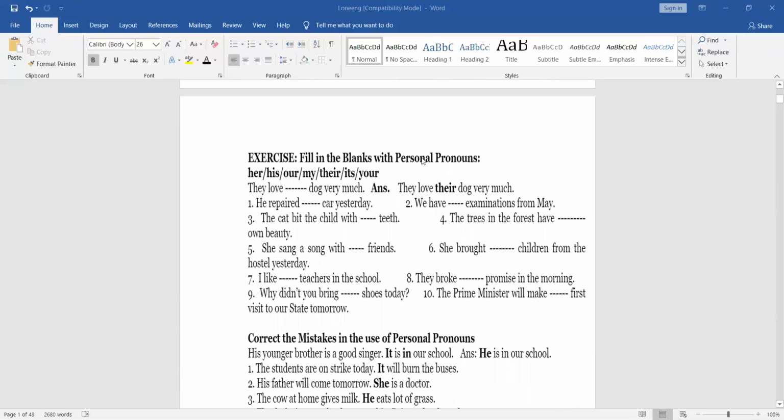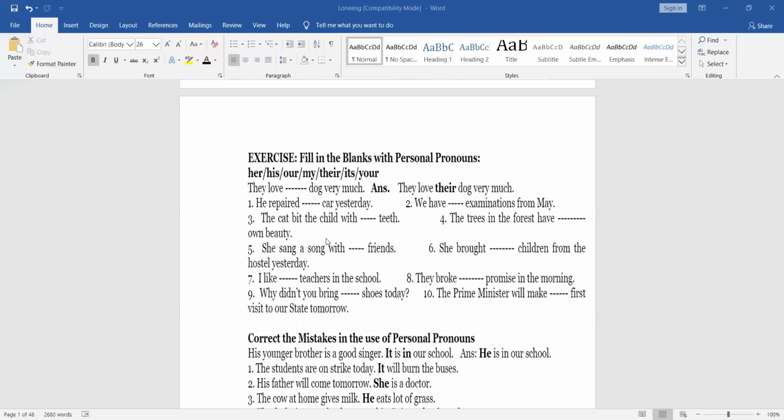So fill in the blanks with personal pronouns. So personal pronouns are his, her, our, mine, their, its, yours. Now, first example: they love dash dog very much. And the answer for that is they love their dog very much.